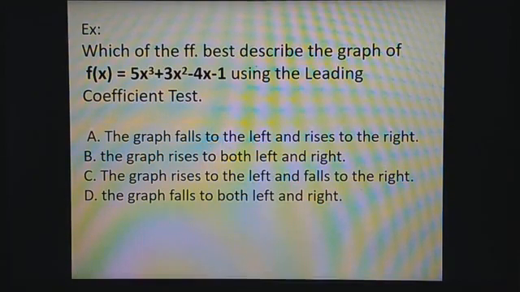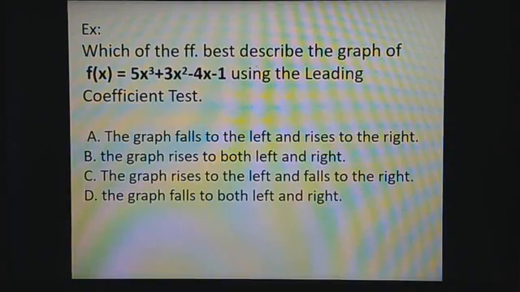Okay, paano natin malalaman ang tamang sagot sa letter A at saka sa letter C? Tingnan natin ang leading coefficient. 5. That is positive. So, kung ang leading coefficient mo ay positive at ang degree mo ay odd, kanina sa illustration ko, ang behavior ng graph pagka ganun, positive leading coefficient, odd degree, sabi dun sa property natin kanina, graph falls to the left, rises to the right. So, ang sagot natin ngayon dyan ay ano? A or C? So, ang sagot natin dyan ay letter A.